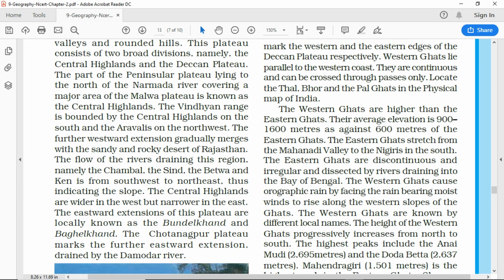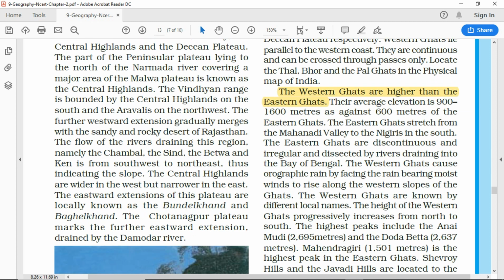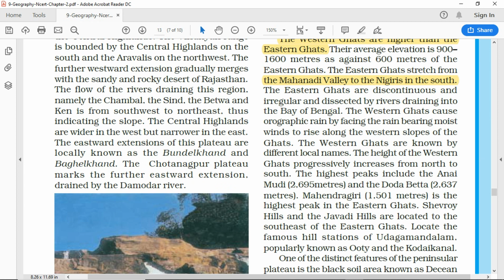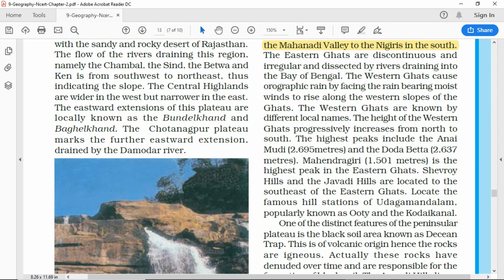The Western Ghats are higher than the Eastern Ghats. Their average elevation is 1,600 meters as against 600 meters of the Eastern Ghats. The Eastern Ghats stretch from the Mahanadi Valley to the Nilgiris in the south. The Eastern Ghats are discontinuous and irregular and dissected by rivers draining into the Bay of Bengal.